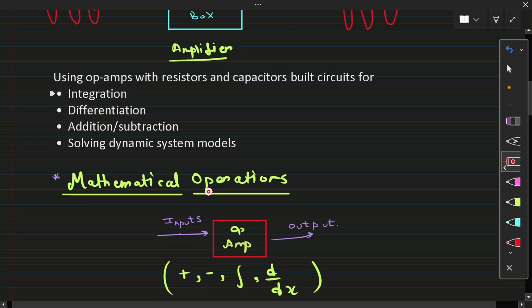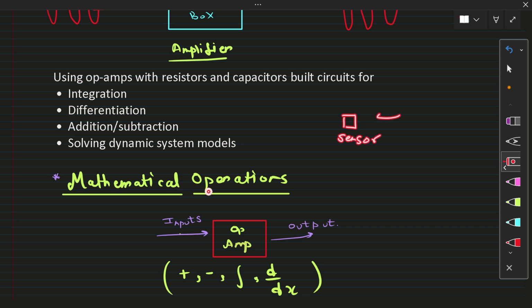Using operational amplifiers with resistors and capacitors, you can build circuits for performing integration and differentiation. You can perform addition and subtraction, and you can also solve some dynamic system models. Like if you are reading real-time data from the environment, let's suppose from a sensor, and you are performing some mathematical operations on that, we call it solving dynamic system models.